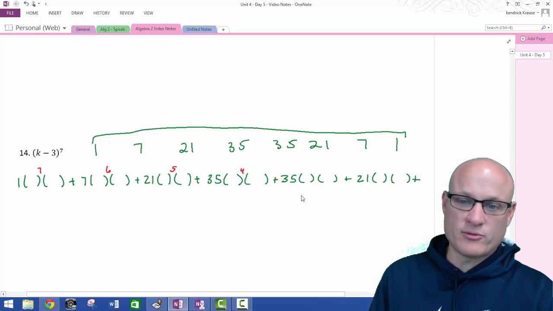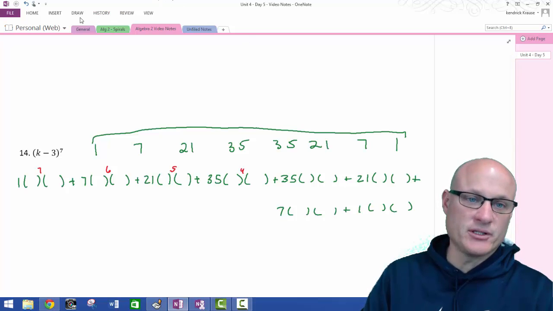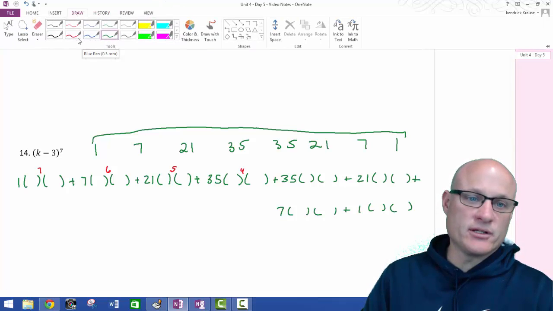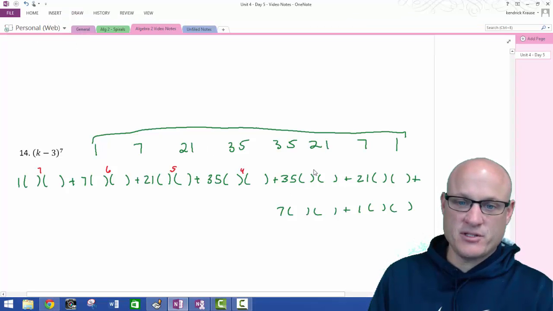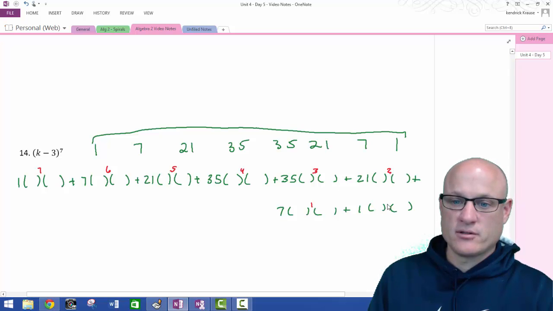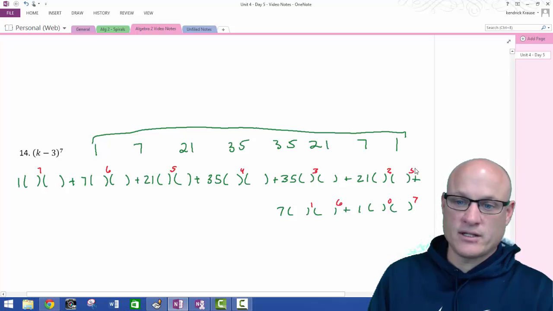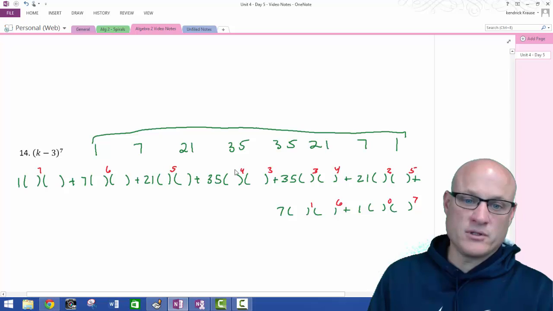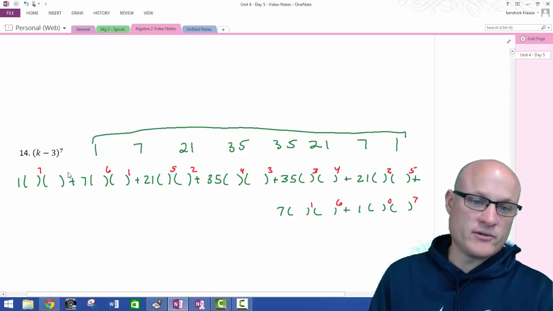I'm running out of room, so I'm just going to go to this next. I'll just put a plus, and then it's 7, parenthesis, parenthesis, parenthesis, parenthesis, plus 1, parenthesis, parenthesis, parenthesis, parenthesis. You can imagine how obnoxious this would be if this was to the 10th. Teachers should really be asking you to do that, because that's just craziness. And then we'll come back. 7, 6, 5, 4, 3, 2, 1, and 0. And let me put those in. K and negative 3.